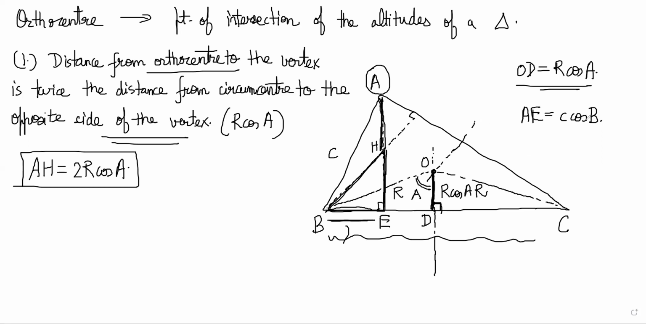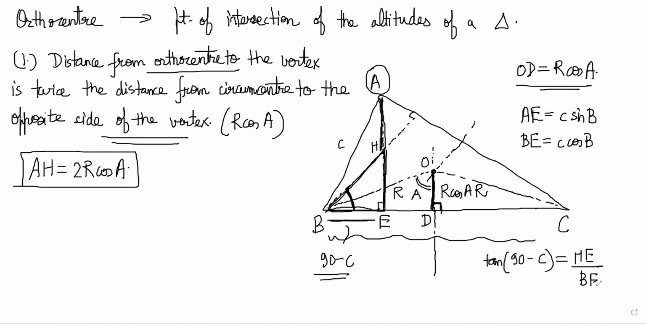okay, AE was not C cos B, obviously. AE was C sin B, because C is AB, so AE is C sin B, and BE is C cos B. So if BE is C cos B, and this angle, if you think about it, this angle is 90 minus C. 90 minus C, right? So, and we know BE. So we can say tan of 90 minus C is equal to HE by BE, right?